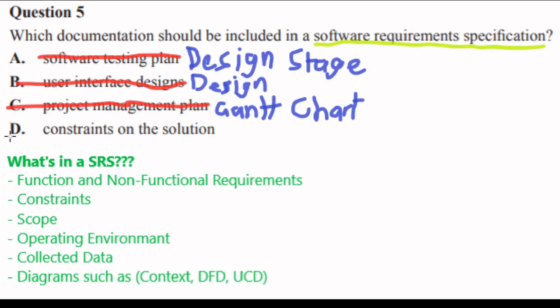So this leaves us with the last one, D, constraints on our solution, which is one of the things in here that is included in our SRS, our constraints. So D is the final answer.